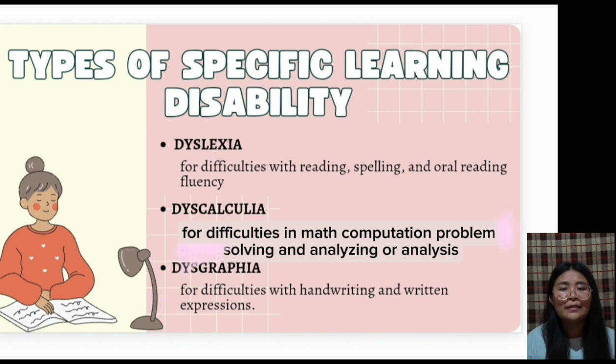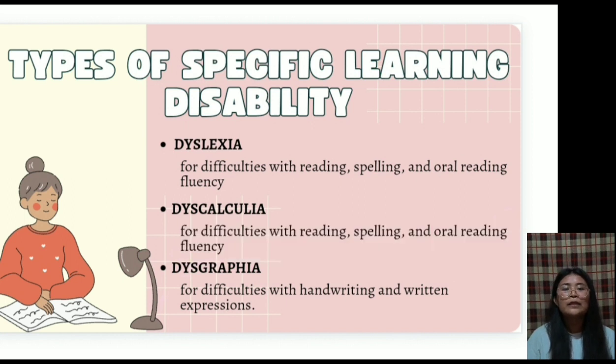First is dyslexia, difficulties in reading, spelling, and oral reading fluency. Dyslexia is a neurobiological condition that affects the way the brain processes information. For example, difficulties with reading, where children struggle with speaking.